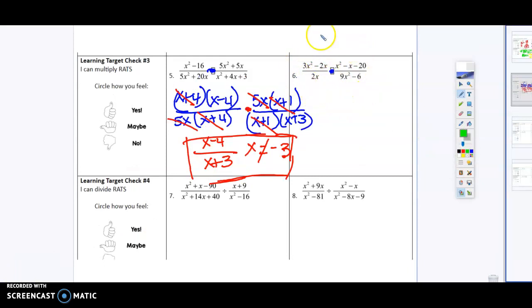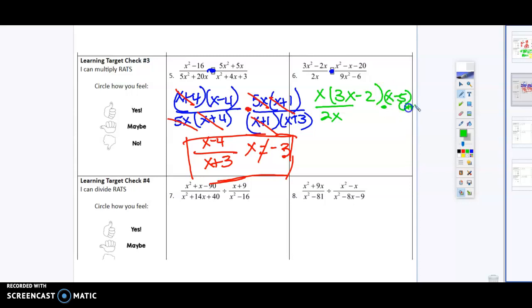All right, so now I'm going to factor this one over here. In the top, the greatest common factor is going to be x. So that's going to give me 3x minus 2 when I take that out. On the bottom, I'm left over with that 2x. Over here, when I factor this out, I'm going to get x minus 5.